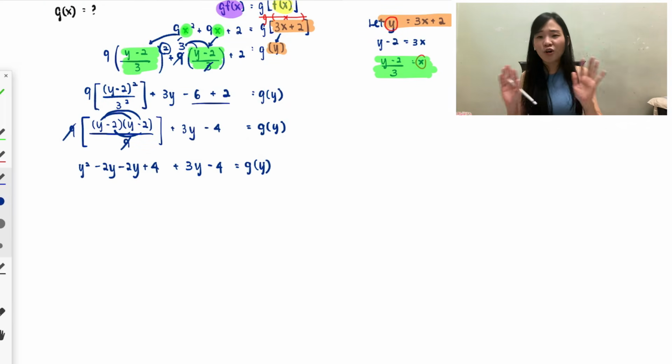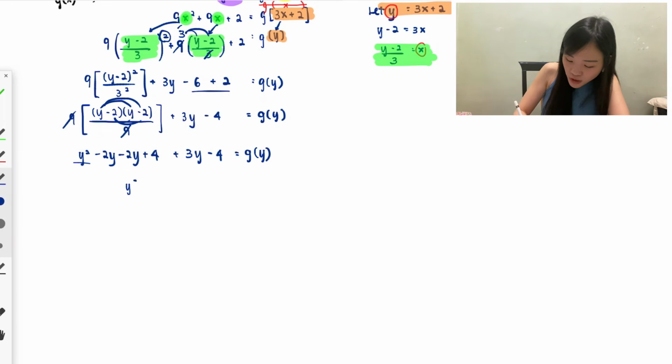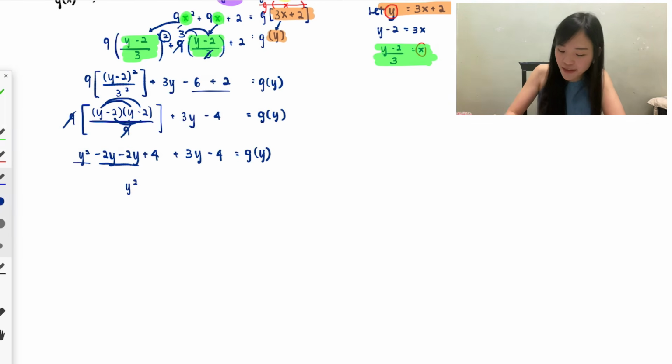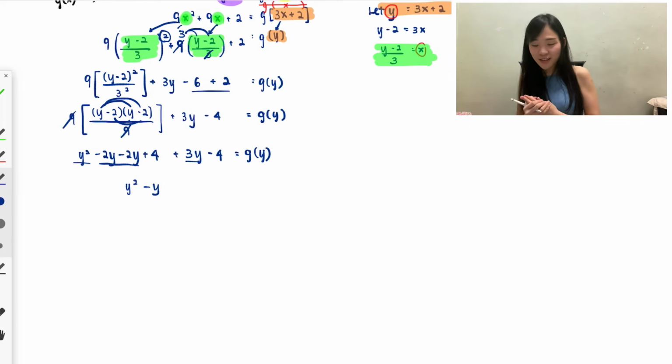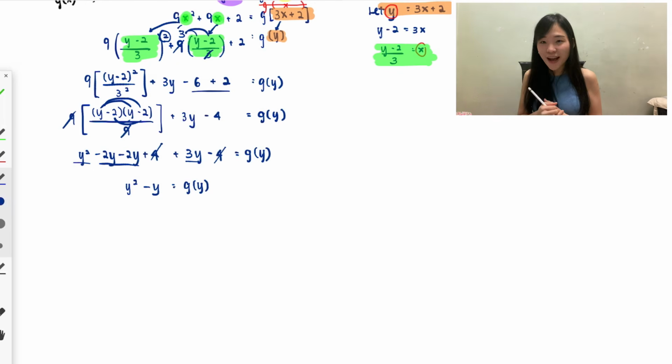I hope you understand all the process because I'm just doing maths. So y squared, that is the only y squared I can see. Quite obvious, it will stay. Negative 2y minus 2y, negative 4y. Negative 4 plus 3, negative 1y. Not too sure, you can press the calculator. 4 minus 4 will be 0. Isn't it just like that? I got my gy answer.